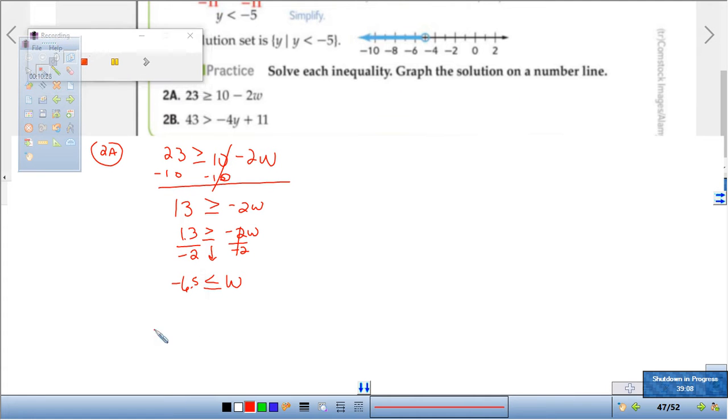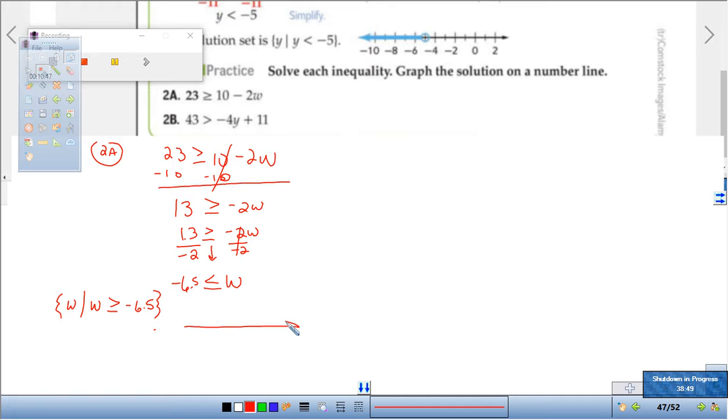Graph on the number line. So I'm going to come out here. I'll give you the set solution, okay? The set notation. W is my answer, such that W, look at this, is greater than or equal to negative 6.5. And there it is.